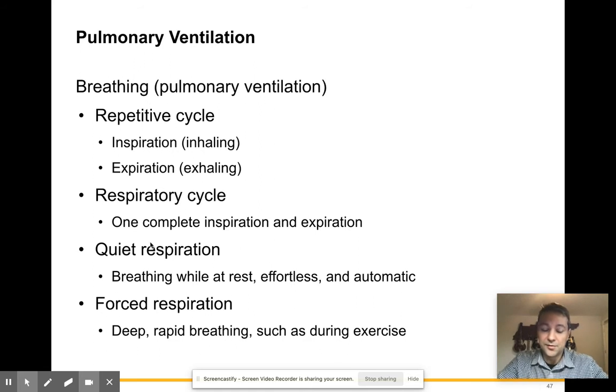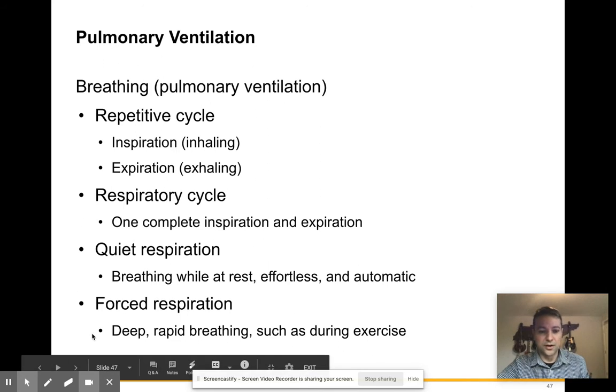We have different types of respiration. One is called quiet respiration. That's when you're breathing when you're at rest. It's somewhat effortless. You're not thinking about it. It's automatic. And then you have forced respiration. These are deep, rapid breaths, things that you would do maybe during exercise, or if you're done running, or if you're excited. Things that aren't necessarily normal when you're at rest.